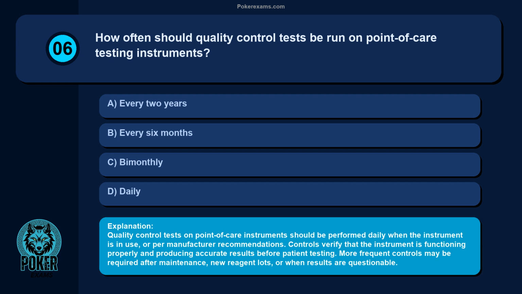Quality control tests on point-of-care instruments should be performed daily when the instrument is in use, or per manufacturer recommendations. Controls verify that the instrument is functioning properly and producing accurate results before patient testing. More frequent controls may be required after maintenance, new reagent lots, or when results are questionable.